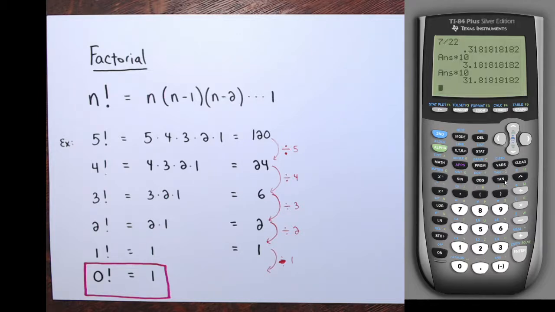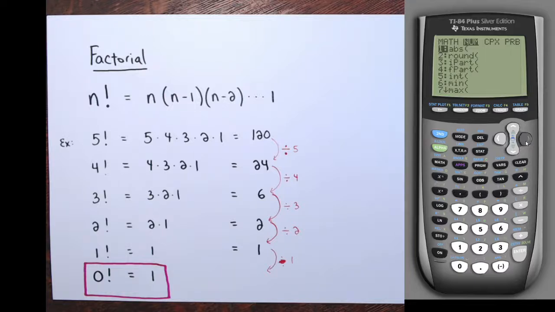Turn it on. Let's get rid of that. Right. If you have a calculator, where do you find this factorial symbol? You hit the math button. This is 83 or 84. If you have something else, Google how to do it.